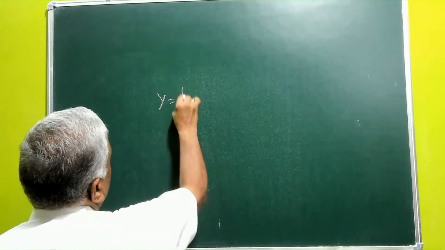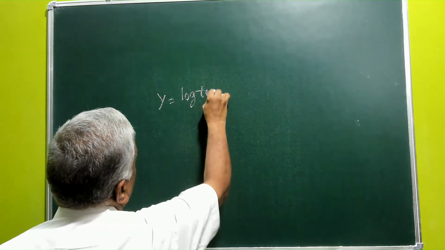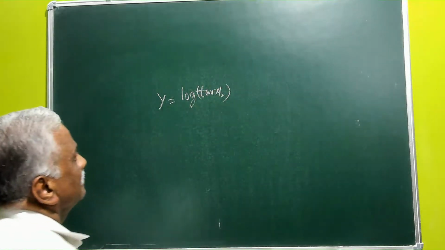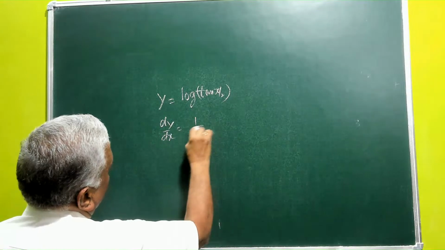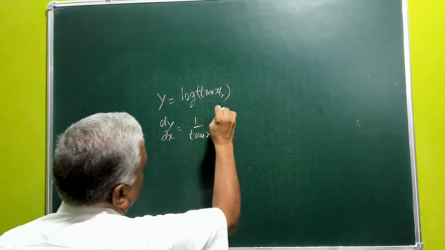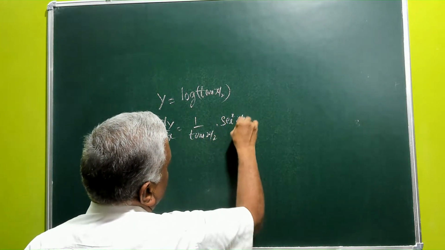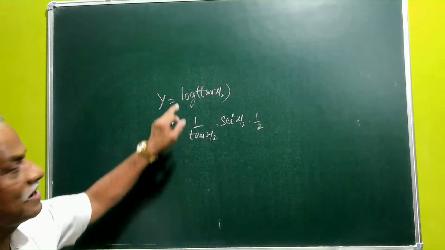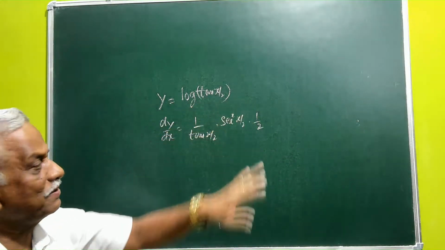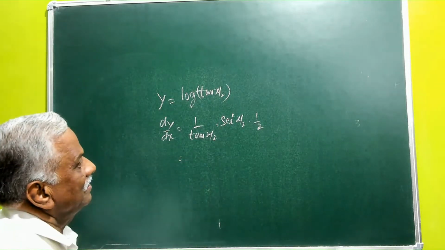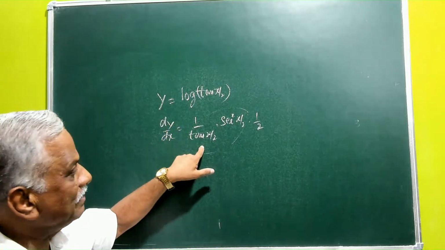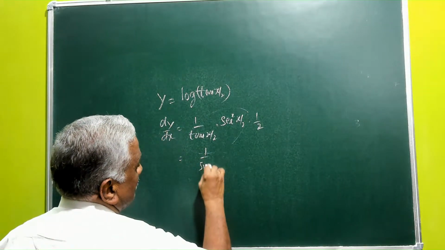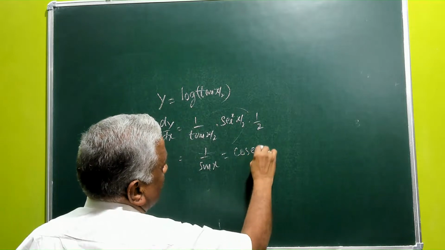The next problem, y is equal to log of tan x by 2. So what is dy by dx? It is 1 over tan x by 2 into secant square x by 2 into 1 by 2. First differentiate log, then differentiate tan, and x by 2 gives 1 by 2. We have already worked this problem. The cos will go up, sin will be there. Therefore, the answer is 1 over sin x. That is cosecant x. That is the answer given in the examination.